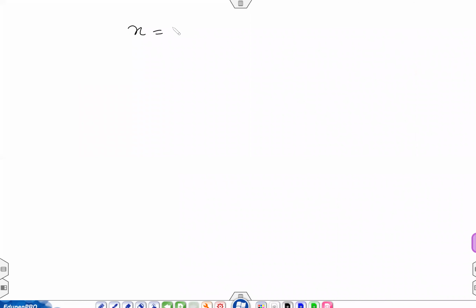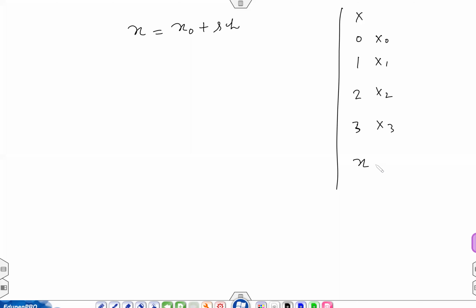x equal to x0 plus sh. x0 plus sh means what? Suppose आपके पास data point जो है वो 0, 1, 2, 3. Okay, these are the data point. This is x0, this is x1, this is x2, and this is x3. तो x जो है वो आपका क्या है? Like h आपका यहाँ पर क्या है? h is your 1. Okay, x is the point that is belonging to 0 to 3, but x is not equivalent to any of the xi point.